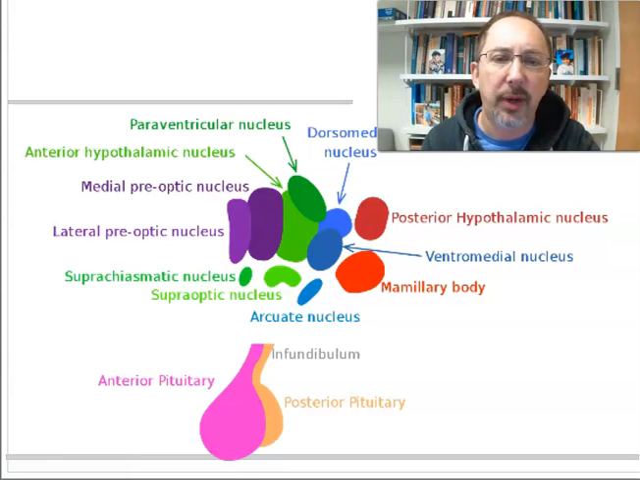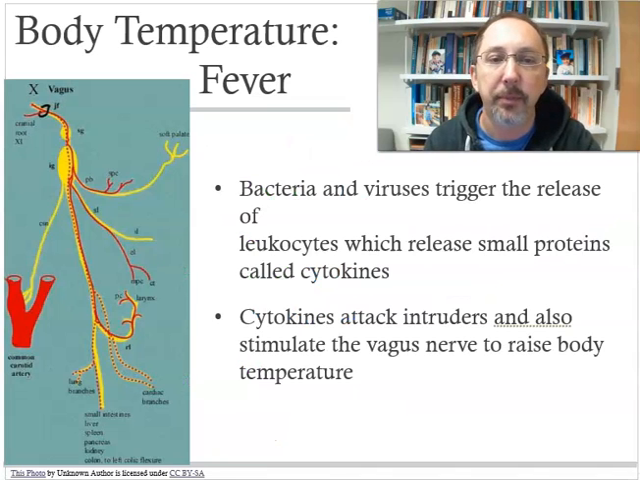And the one that we've spoken about before is the suprachiasmatic nucleus, which we discussed in dreams and consciousness, because this is involved in regulating our circadian rhythms. So again, it's all regulation. It's all monitoring and maintaining our set points through homeostasis.